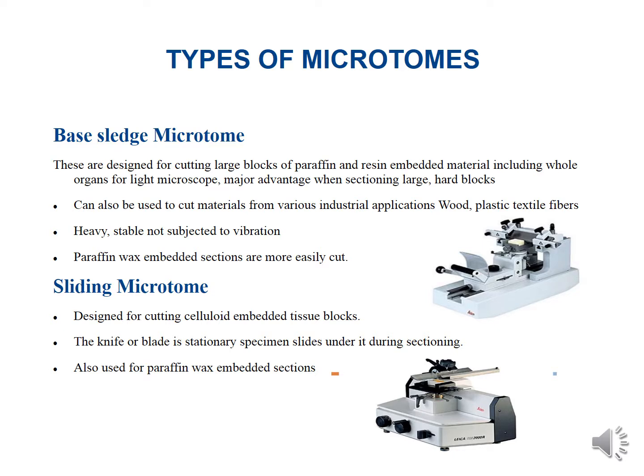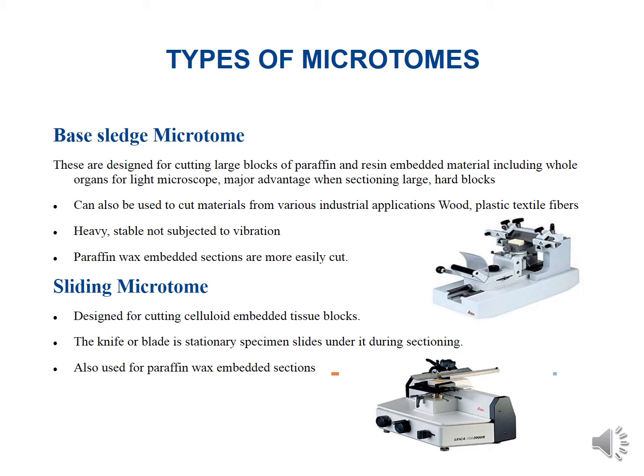Next is the base ledge microtome. These are designed for cutting large blocks of paraffin and resin embedded material, including whole organs, for light microscopy. It has a major advantage when sectioning large or hard blocks. It can also be used to cut materials from various industrial applications, such as wood, plastic, textile fibers, etc. It is heavy, stable, and not subject to vibration. Paraffin wax embedded sections are more easily cut with this microtome.